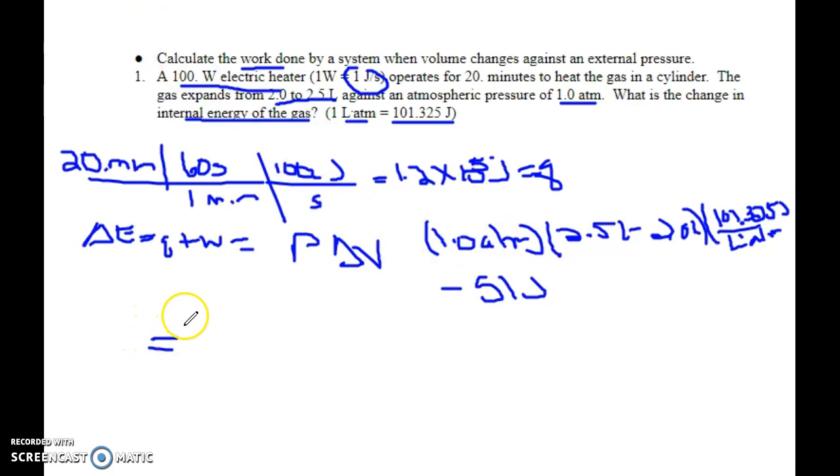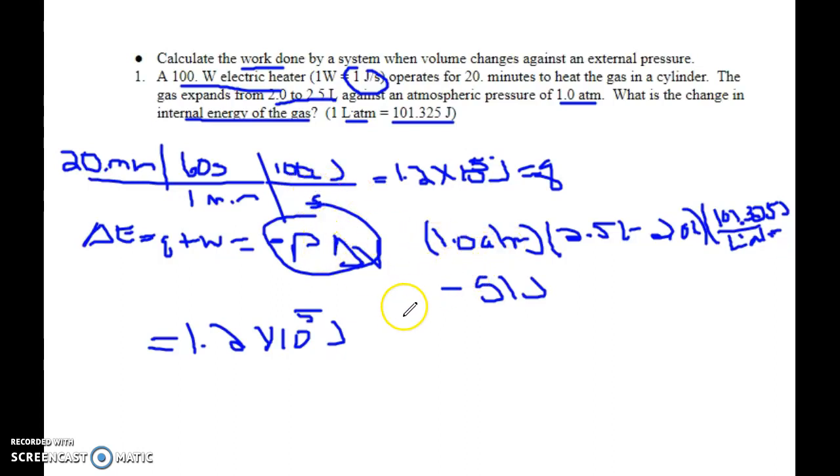Then I just need to put my two factors together. So 1.2 times 10 to the 5th joules. And this is Q minus PV. Since this was a negative, it's going to be negative 51 joules.